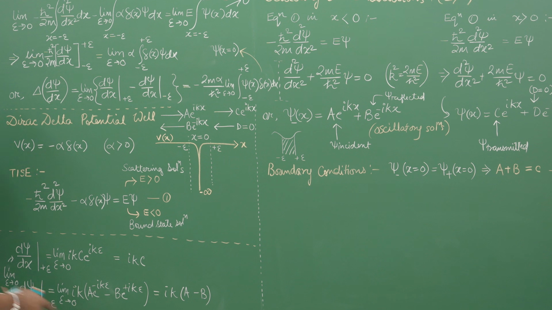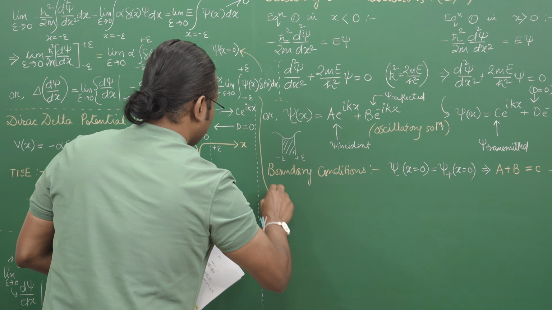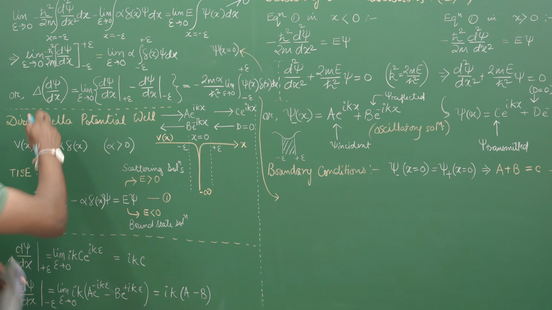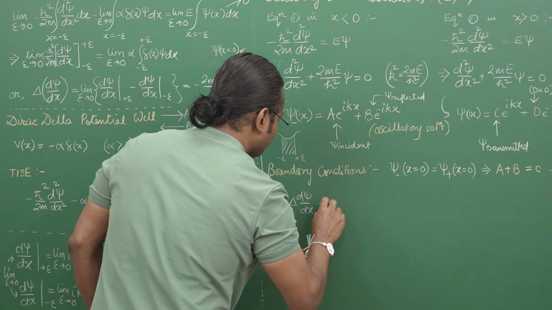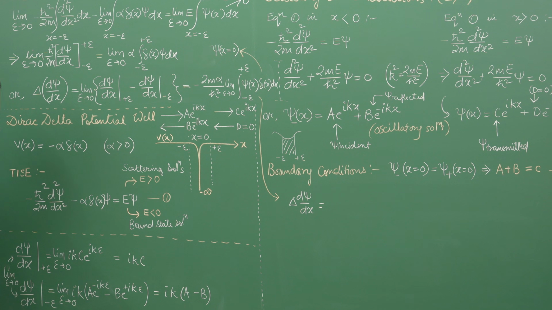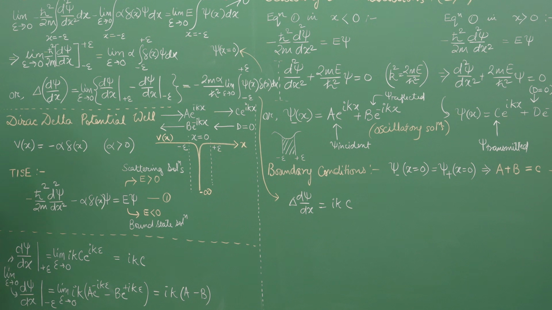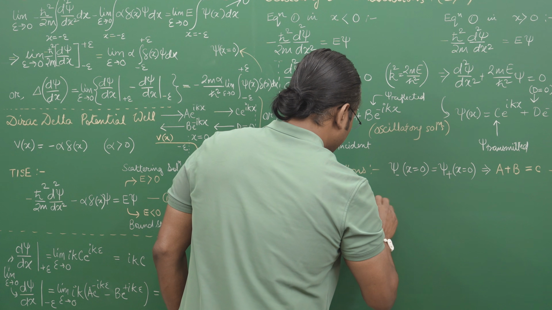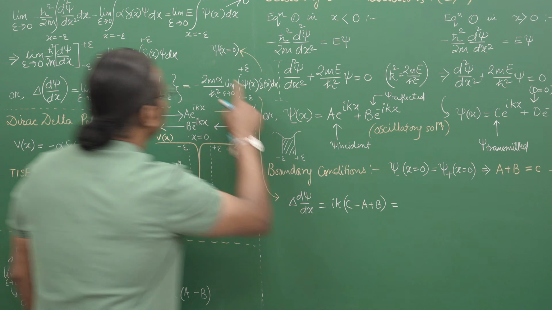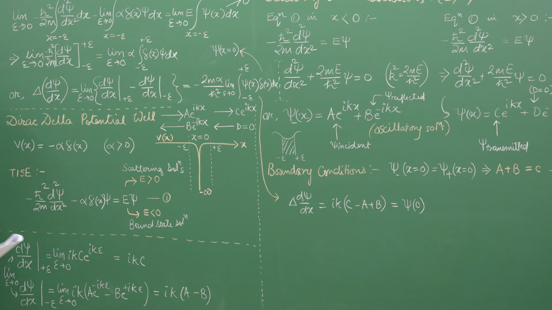Now, using these two and writing everything here, let me write the whole thing here. So what is this? This is del d psi upon dx, which is equal to this minus this. So d psi upon dx at plus epsilon is equal to iota k c, and minus d psi upon dx at minus epsilon is iota k, I can take this as common, c minus a plus b. And this is equal to the value of the wave function at x is equal to 0. That's it. I have a new kind of boundary condition now.